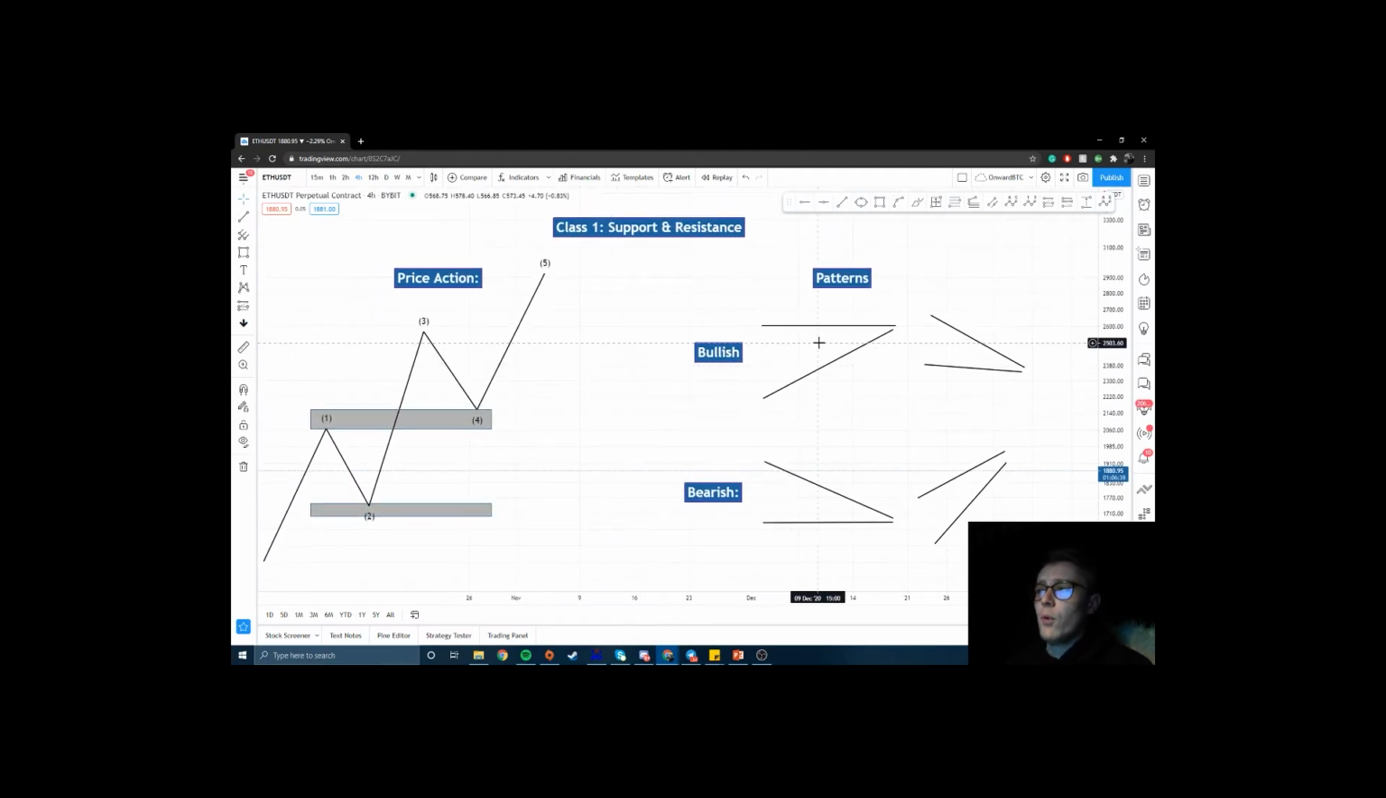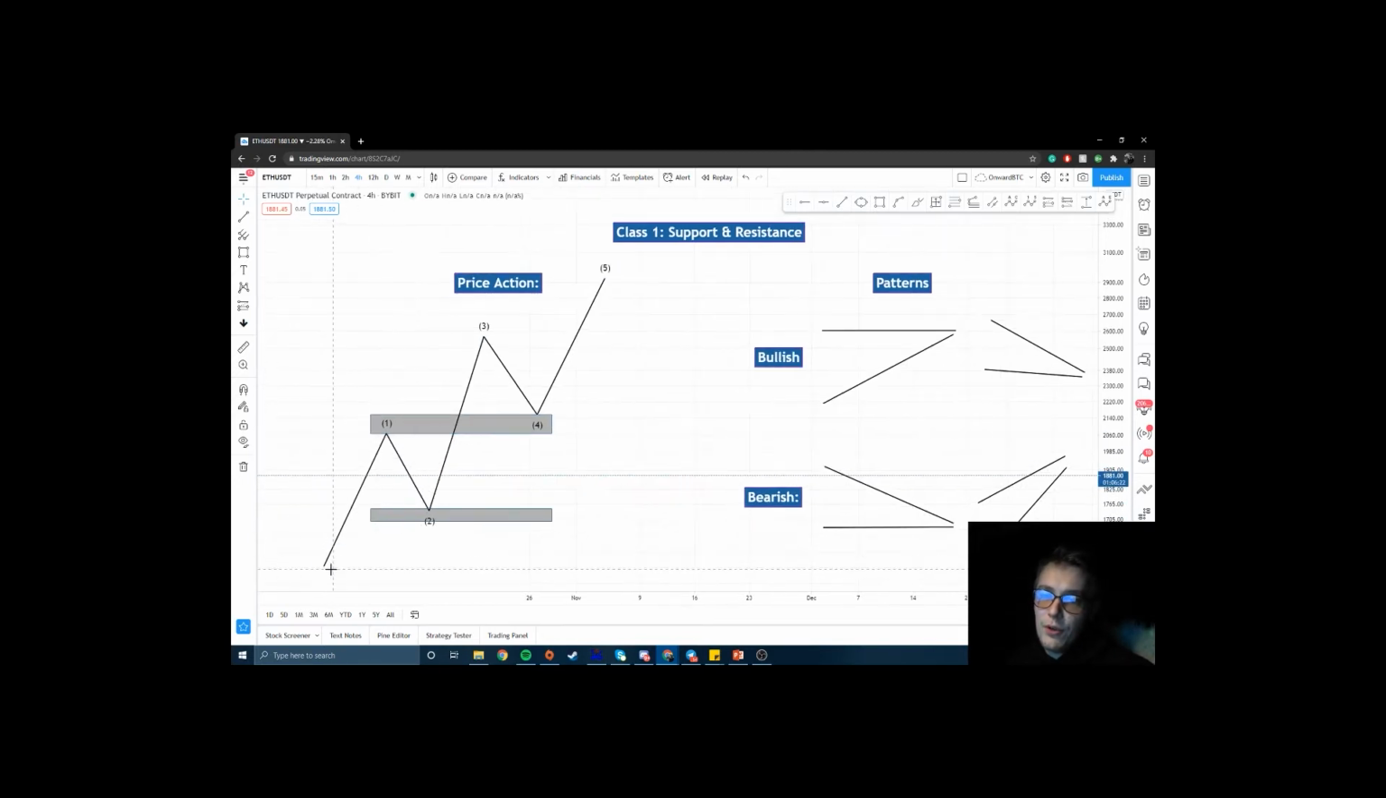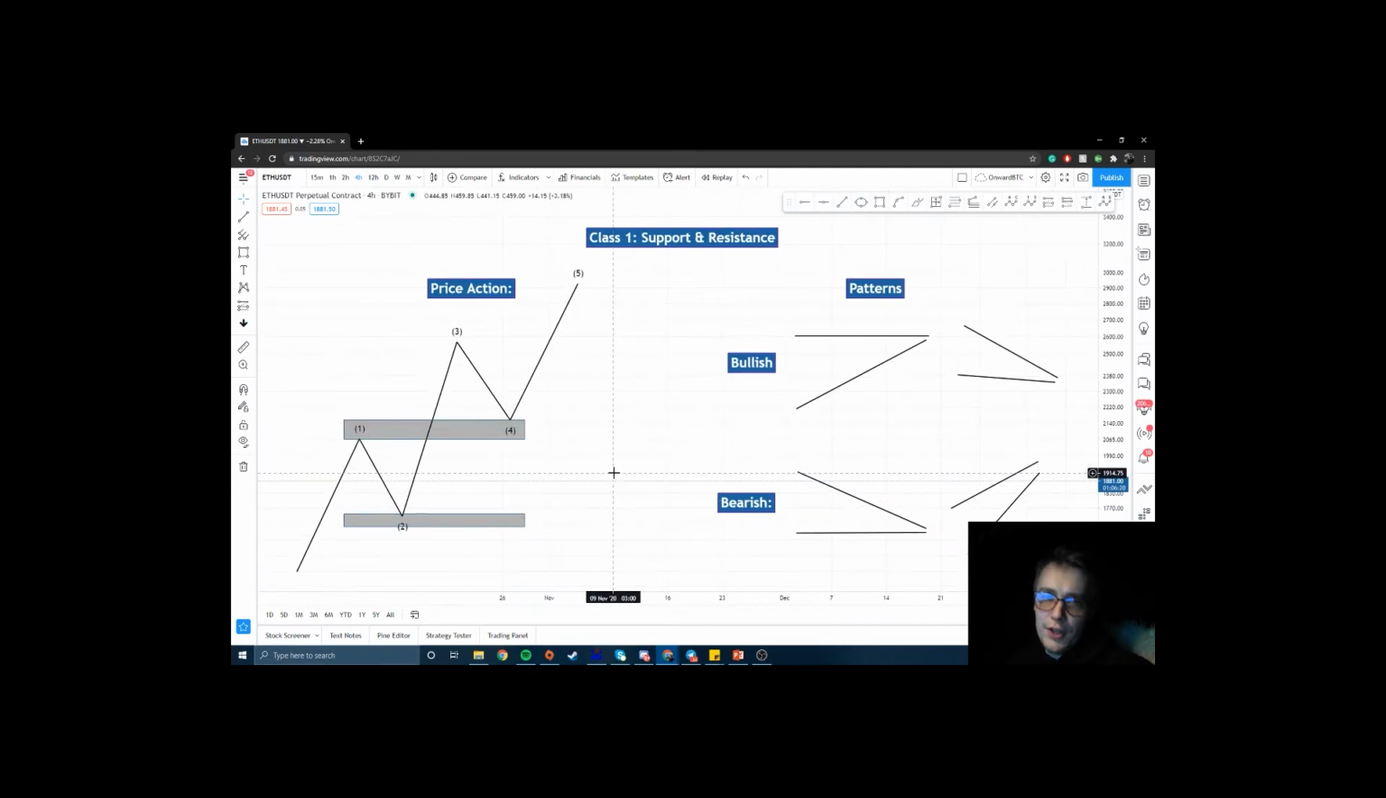Okay, so let's talk about why these work and how they work. So going back to the concepts of supply and resistance, right? If during this wave 1 to 2, price action is generally moving sideways, it's going down, but it's not really breaking down below this original level where it started, it's consolidating, right?